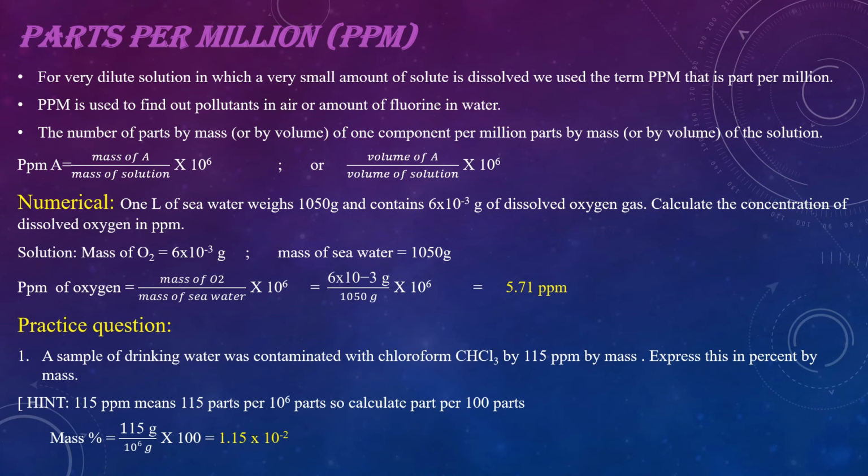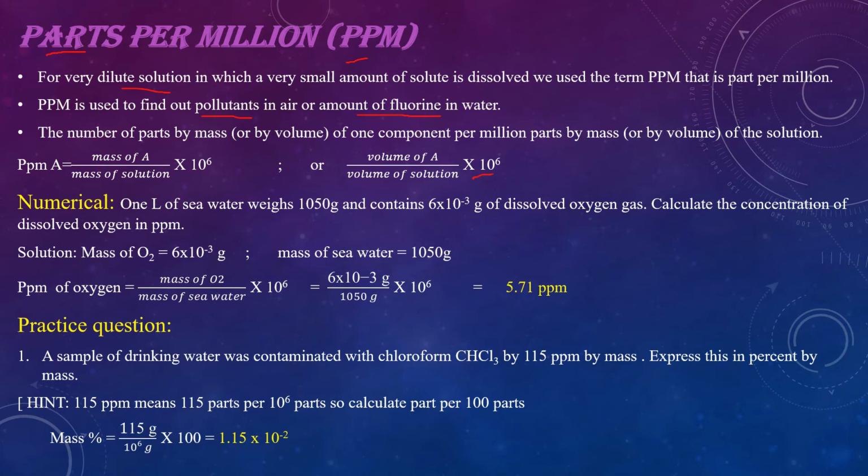So let us take the next way to express the concentration, that is ppm, part per million. Now when we use this term part per million, when our solution is very dilute, means the amount of solute present is very less. Now like in percentage we use digit 100, similarly in ppm we use the digit 10 raised to power 6, that is 1 million. Now ppm is used to find out the pollutants in air and the amount of fluorine in water, because the pollutant in air is very less. Similarly the amount of fluorine in water is very less.